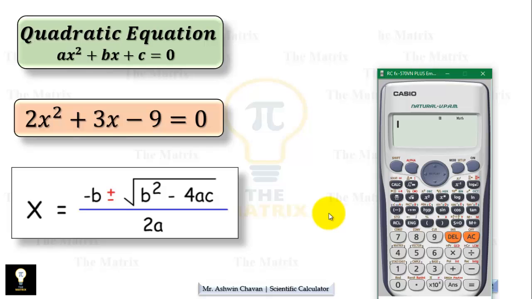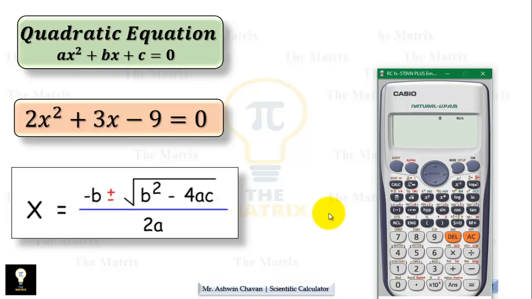So, first we will go for a quadratic equation of the type ax square plus bx plus c equal to 0. You can see this equation is quadratic, hence containing two solutions. So there will be two values for x and three constants will be given to us. Let's solve the quadratic equation 2x square plus 3x minus 9 equal to 0.